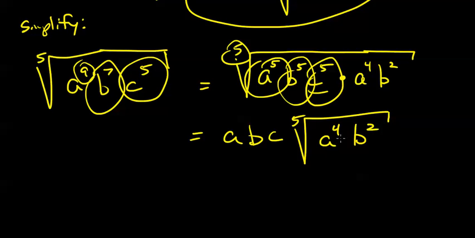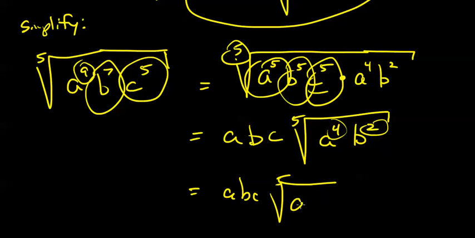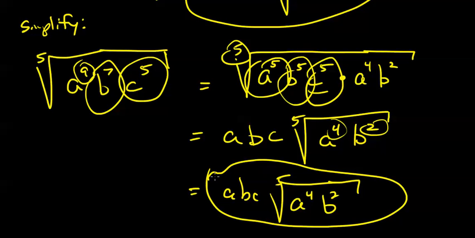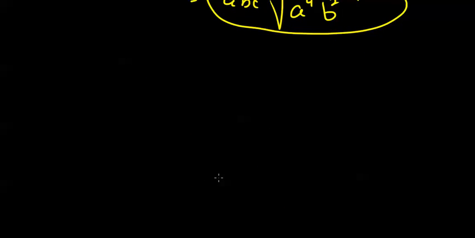You'll notice that both these exponents here are less than your index. If you have an exponent left inside that's higher than your index, you're not completely simplified. So let me rewrite this answer: abc times the fifth root of a to the 4th, b to the 2nd. This would be my completely simplified answer for that one. One more and we'll call it a day.